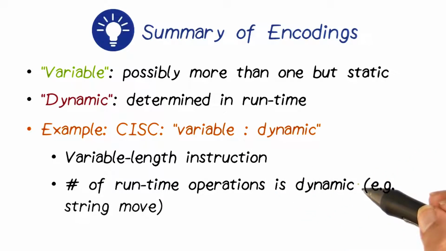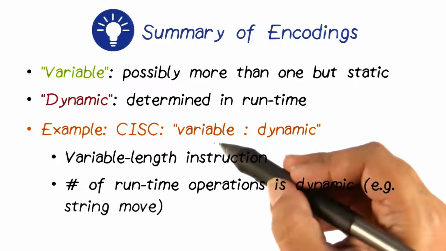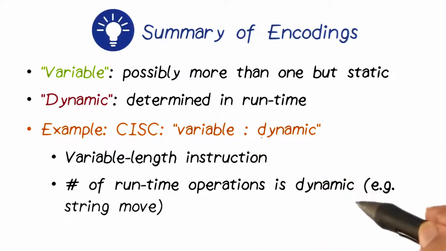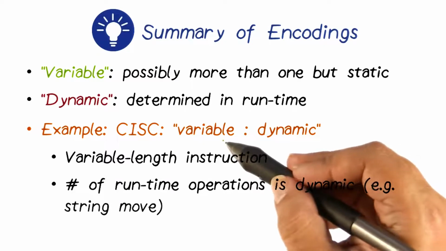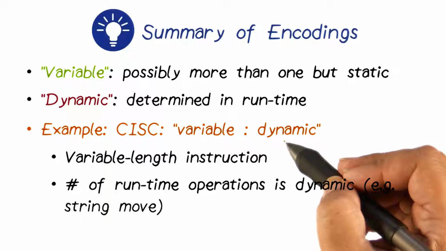Alright, another example of a CISC instruction could be a string move. What does it mean? A whole string is being copied from one area to another in memory. So depending on the length of the string, the number of memory operations here is obviously variable. Now depending on the number of operands that are being copied, again the number of fields could be different. So therefore the length of the instruction could also be variable. And so this is a classic example. A string move is a classic example of an instruction which has variable length in terms of encoding and which is also dynamic in terms of the number of runtime operations.